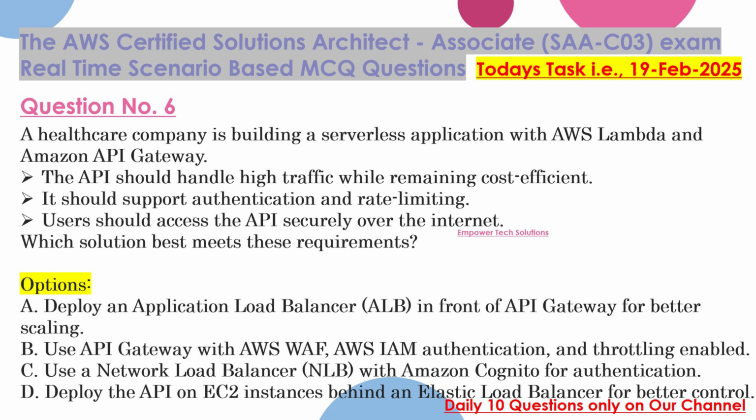Options: A. Deploy an application load balancer, ALB, in front of API Gateway for better scaling. B. Use API Gateway with AWS WAF, AWS IAM authentication, and throttling enabled. C. Use a network load balancer, NLB, with Amazon Cognito for authentication. D. Deploy the API on EC2 instances behind an elastic load balancer for better control.